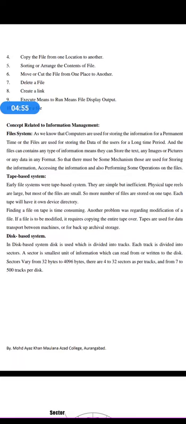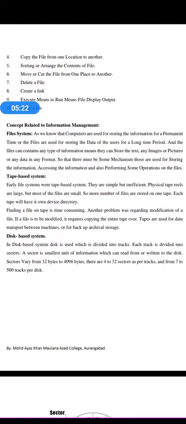But tape based system has some drawbacks. First, we require a long tape to record things. Secondly, we cannot have direct access to any file or folder or any information that we want. We have to go through step by step. We cannot get direct access using a tape-based system.